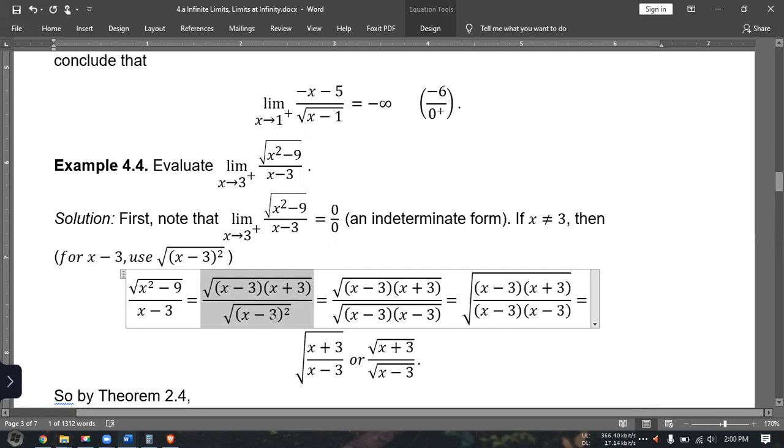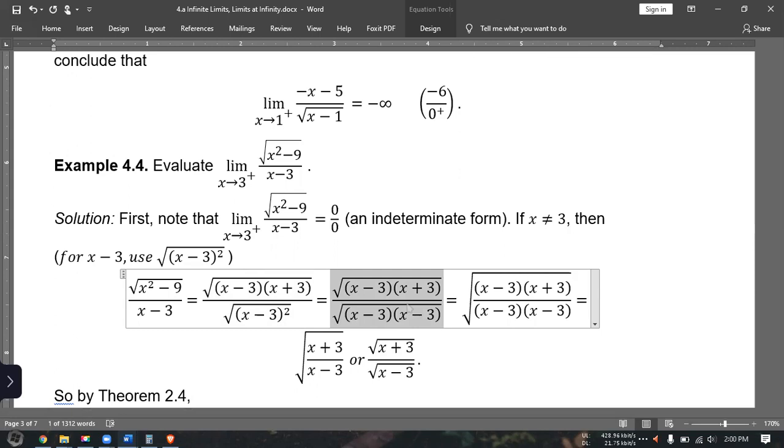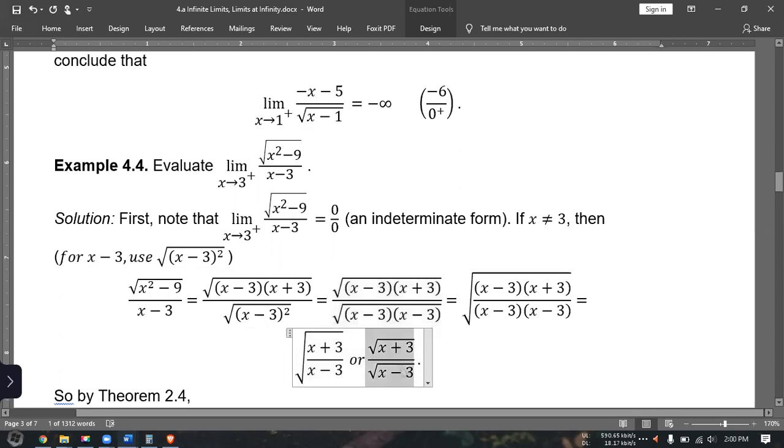And then separating here the square root of x minus 3, we have this line. Square root of x minus 3, x plus 3 over x minus 3 square root. So we can identify common factor between our numerator and denominator. We can cancel out square root of x minus 3. So, we have a new function that is basically equivalent to the original one. Square root of x plus 3 over square root of x minus 3. Okay?